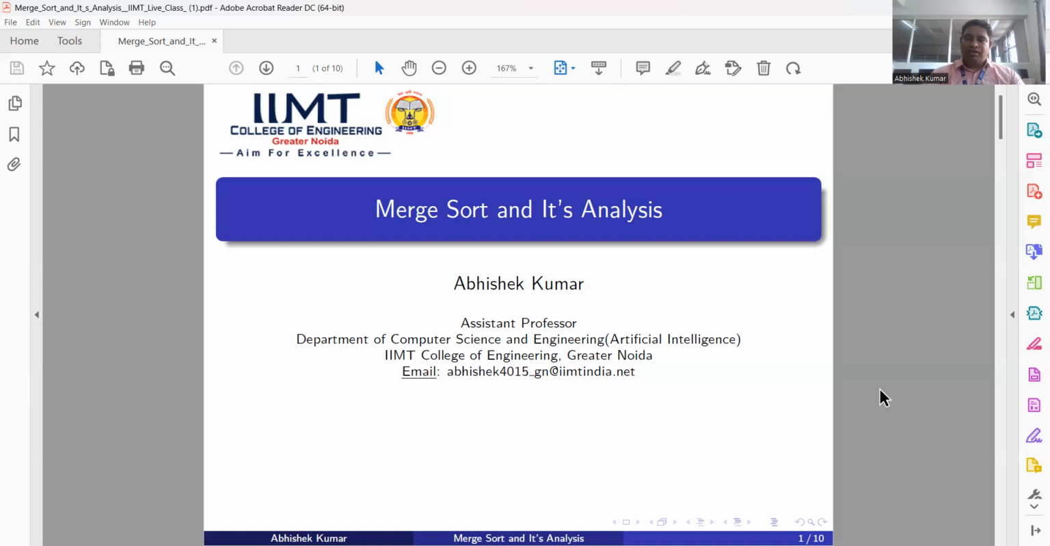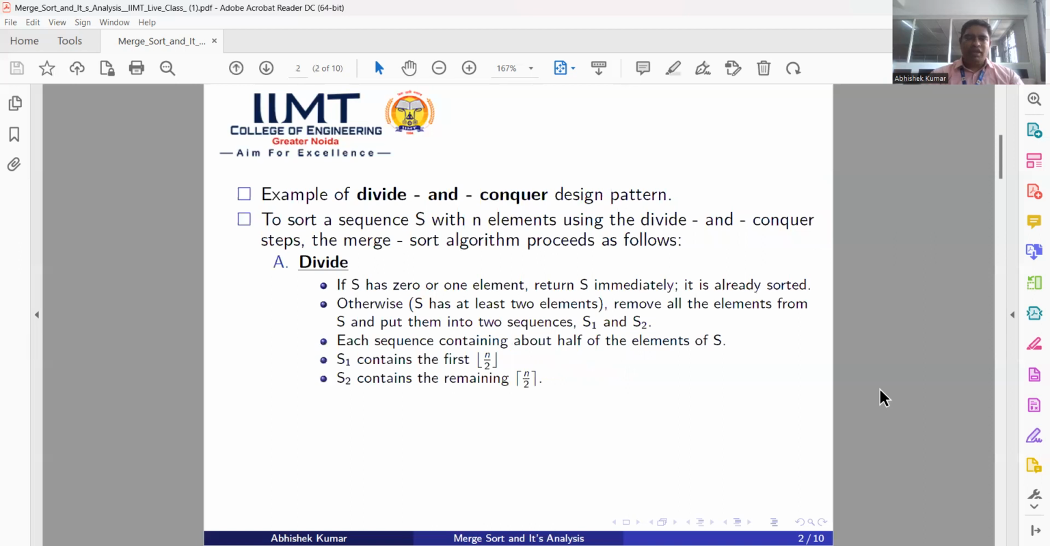I think the students who already know about the merge sort, they know that in the merge sort, worst case, average case, and the best case time complexity comes to n log n. So how it will come, we will discuss about all these things. So let's come to the topic.